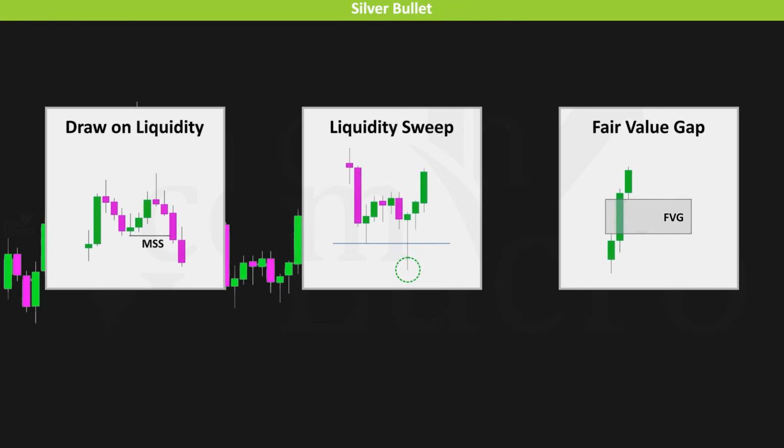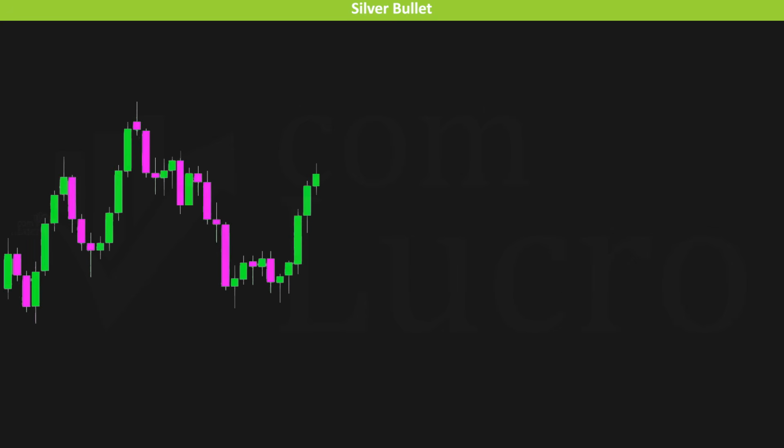It combines a liquidity sweep, a market structure shift, and a fair value gap inside a narrow window of the London or New York session where volume makes a sweep mean something. Align the three, and you stop entering at random. The first move belongs to the crowd.